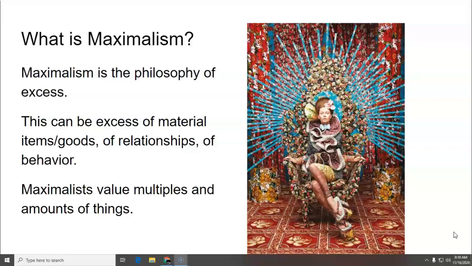So on the right, there is one of the photographs from a maximalist fashion shoot. It has become a trend in fashion as well. And you can see how heavily patterned things are: the carpet, the chair, the background curtains, and her garments as well. Everything has a pattern and a color and a texture to it.